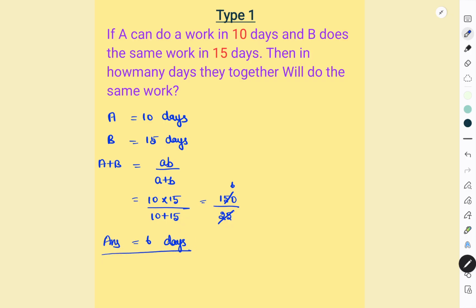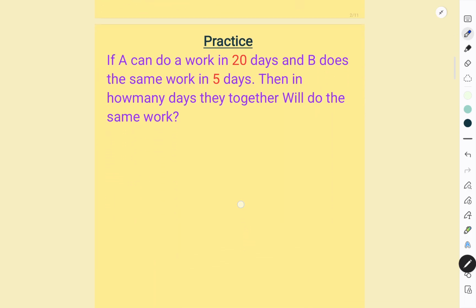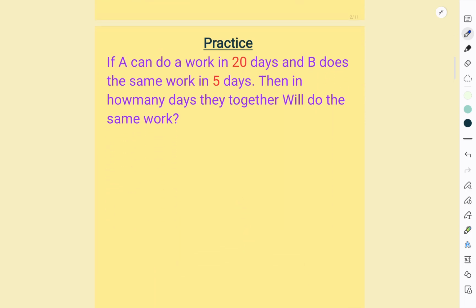So if both days are given and we have to find how long together they will do the same work, we have to use this formula and find the answer. So this is the practice set like the above problem. If A can do a piece of work in 20 days and B does the same work in 5 days, then in how many days will they together do the same work?